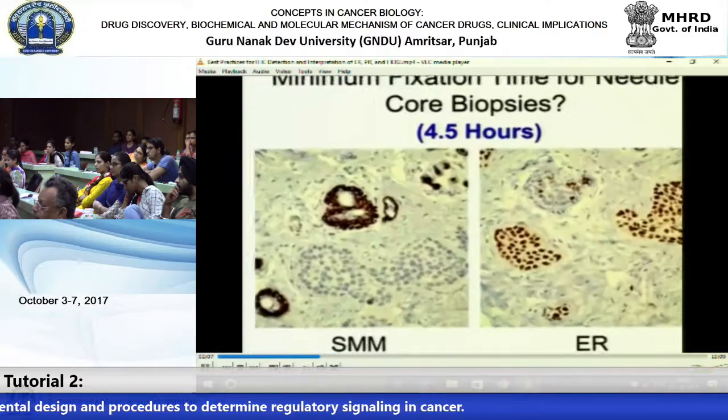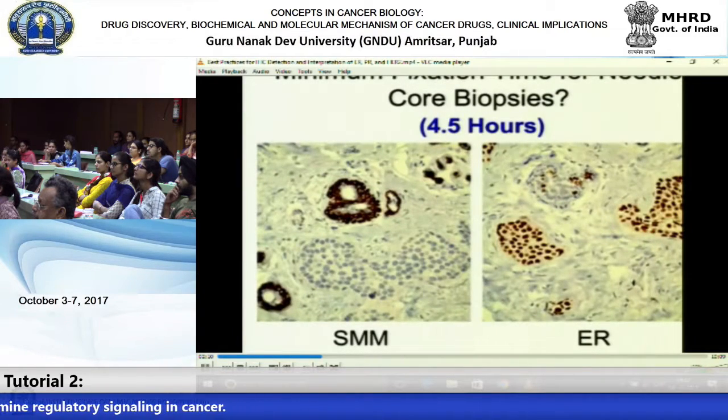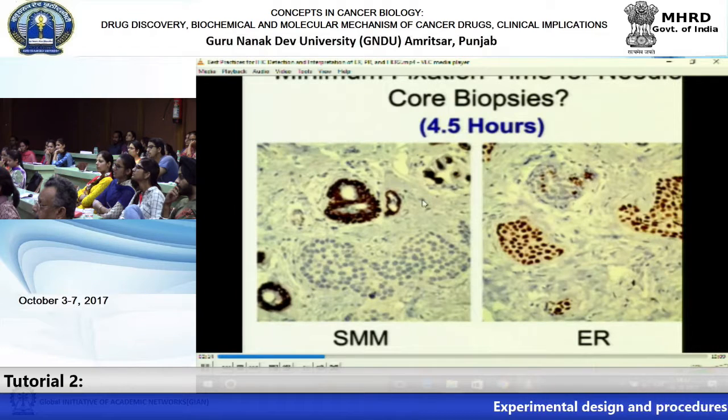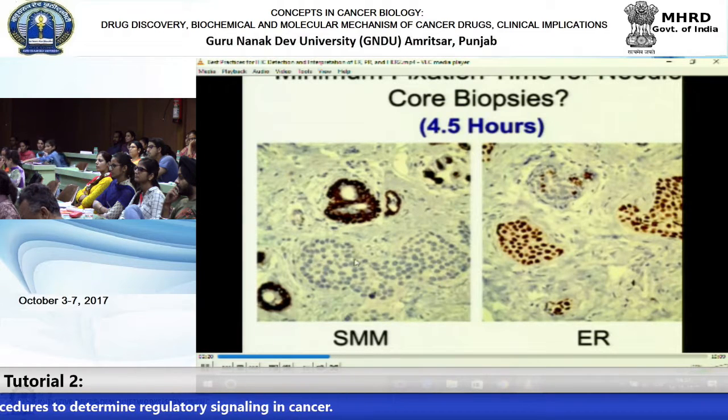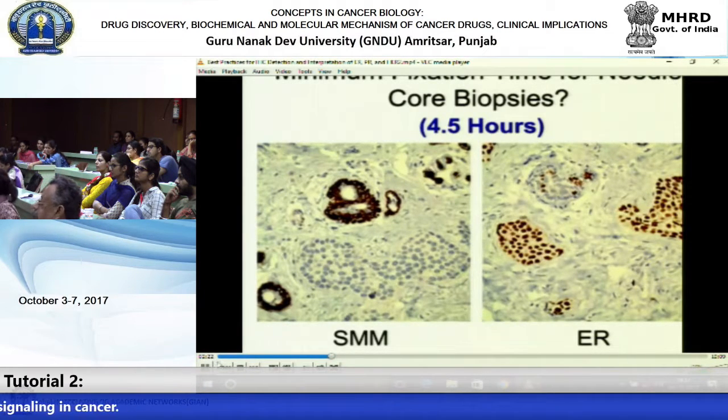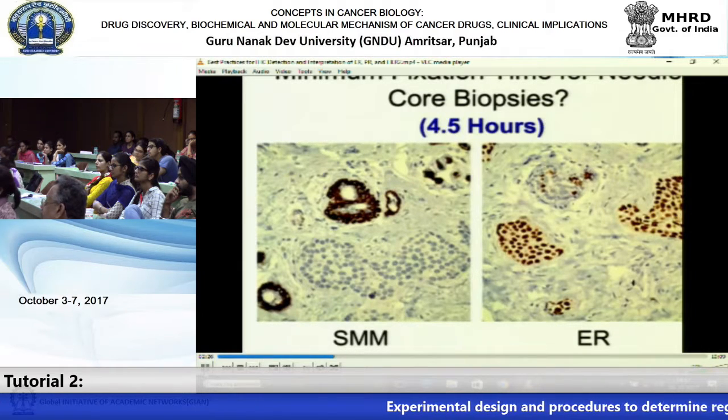Not very clear. Now, you can see the picture. Here we have a diagnostic core biopsy, and you can see the invasive carcinoma, showing an absence of myoepithelial cells as demonstrated by a lack of smooth muscle myosin activity. And those same tumor cells.